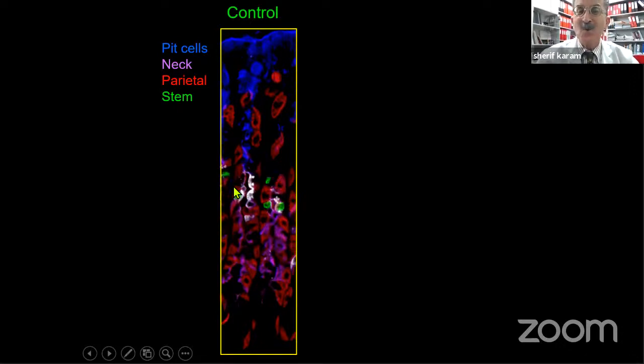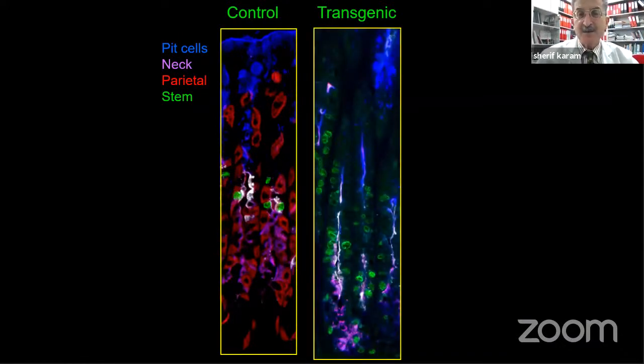Now, what happened to the stomach when the T antigen gene was overexpressed in the progenitors of the parietal cell lineage? So again, these are two mice. One is wild type, and the one on the right-hand side is a transgenic mouse. The pit cell is found here near the luminal surface. The neck cells are found in their location also, in the middle of the gland. Parietal cells were absent. When we stain these two sections side by side, there were parietal cells here, but no parietal cells here. So the parietal cells were completely absent.